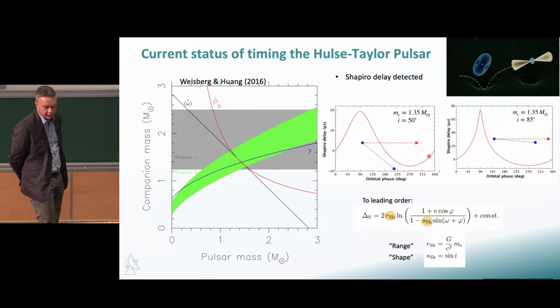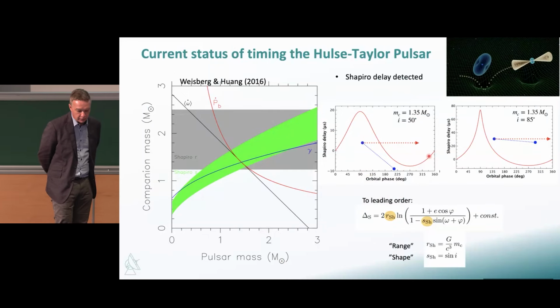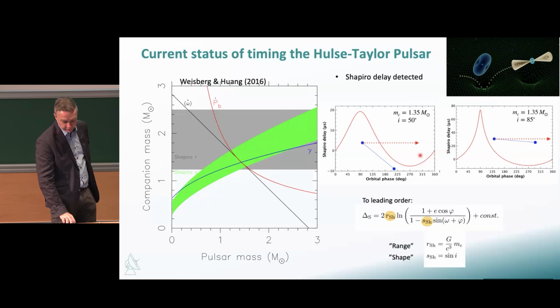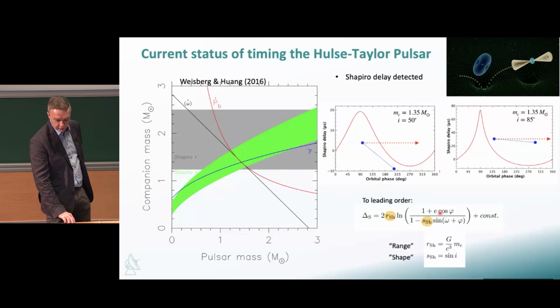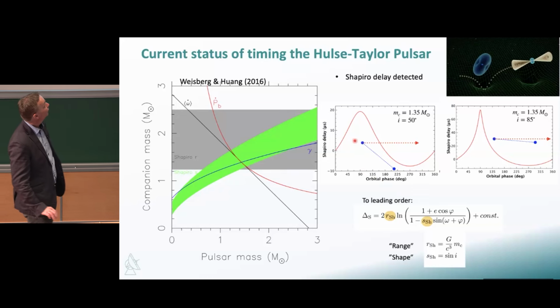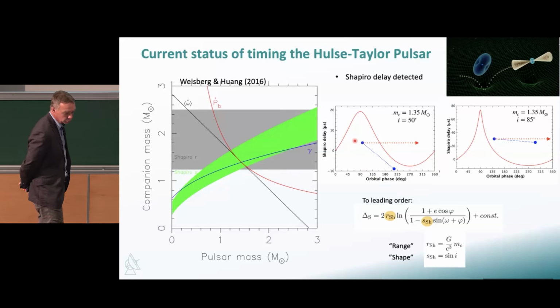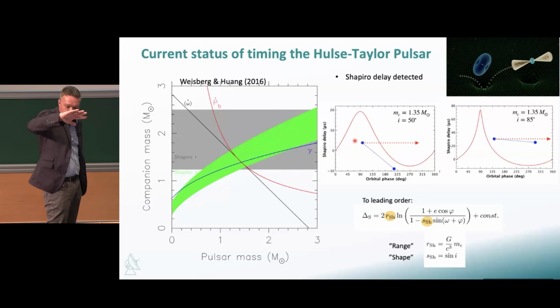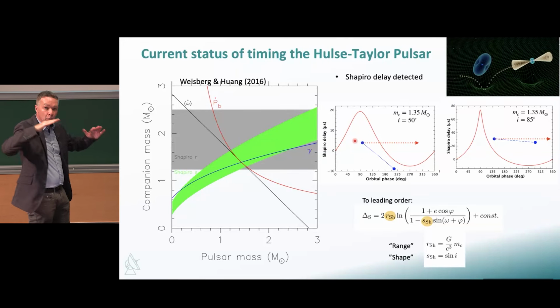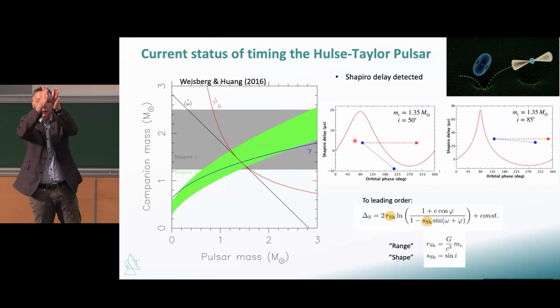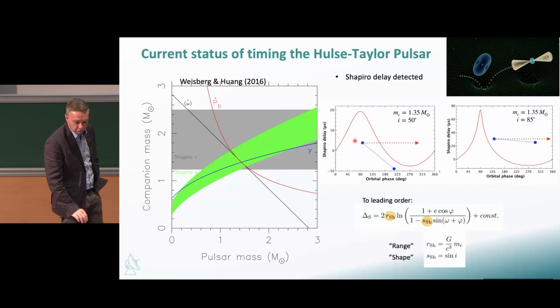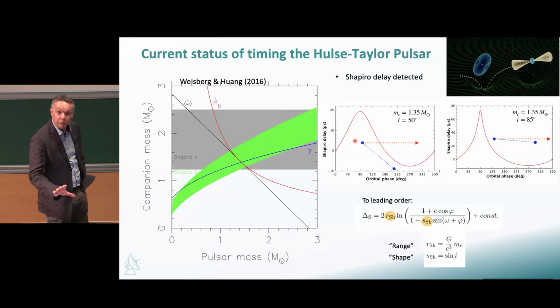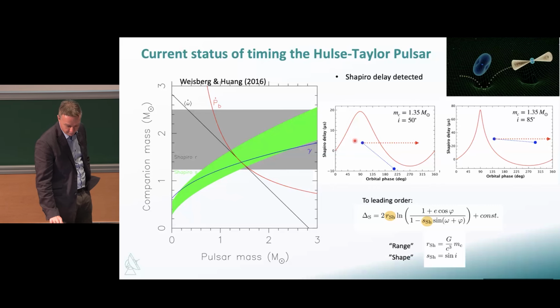Here's another plot, this time with the Shapiro delay added. So the Shapiro delay has now been detected to some weak significance in that system. This is the formula that Siebold already showed you in some other version. Here's the range and shape that he explained. I just wanted to show you how the plot looks for an inclination angle that is only 50 degrees, something that's more edge on. The more edge on the system is, the more peaked the curve gets, and the amplitude gives you the mass of the companion.